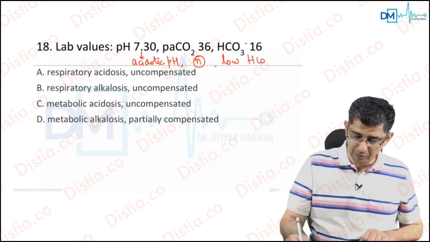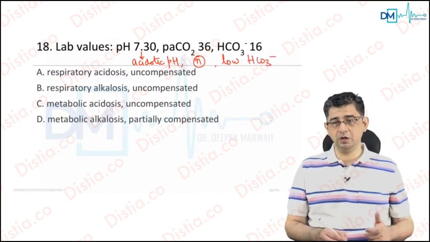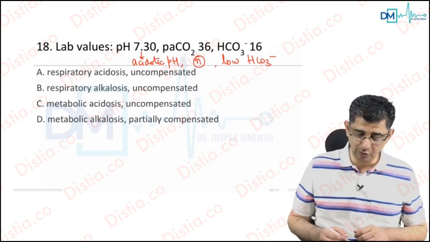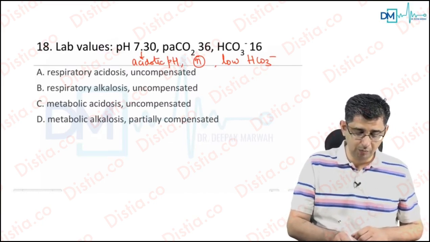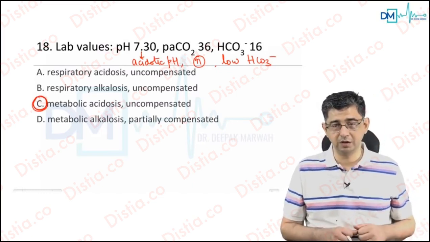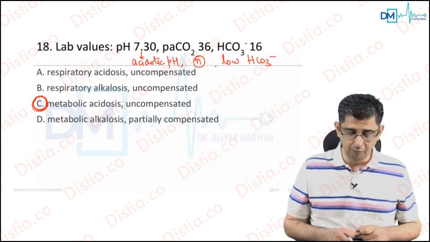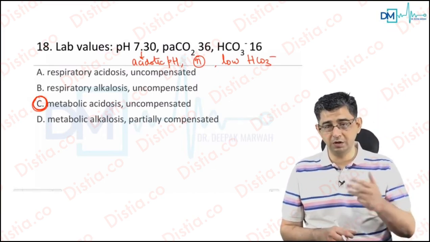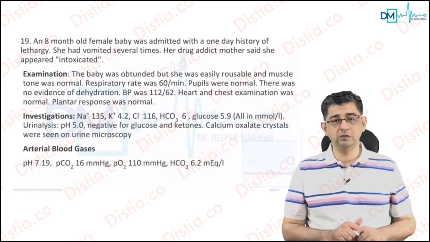We have done this practice multiple times now: in acidotic pH with a low bicarbonate, it is metabolic acidosis, and because the pH is normal, it is uncompensated. If the value was lesser than this, then I will say it is partially compensated metabolic acidosis. The pH will normalize, it will become fully compensated. Let's do it one last time.